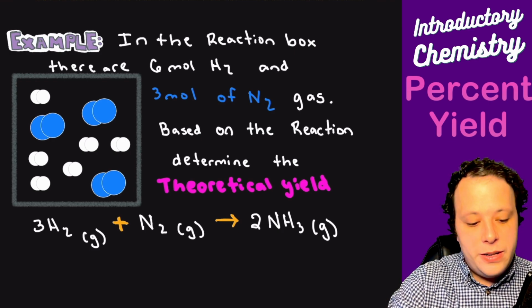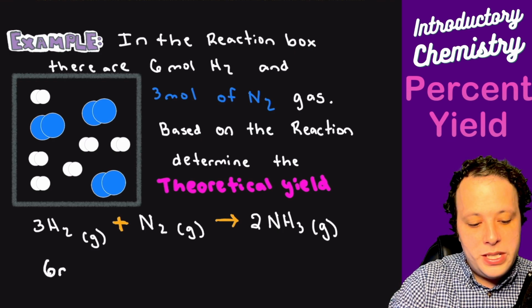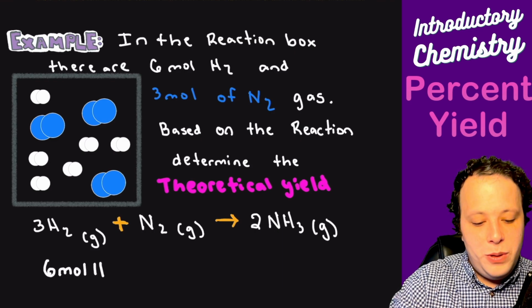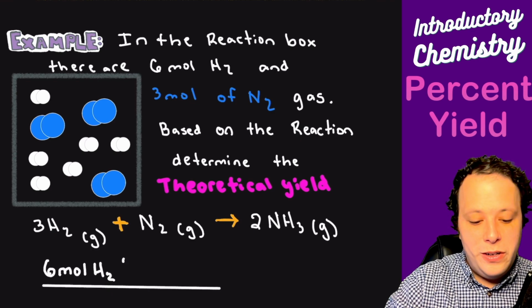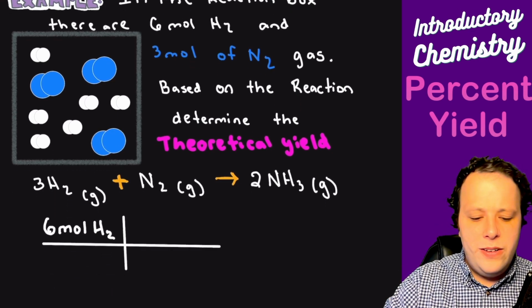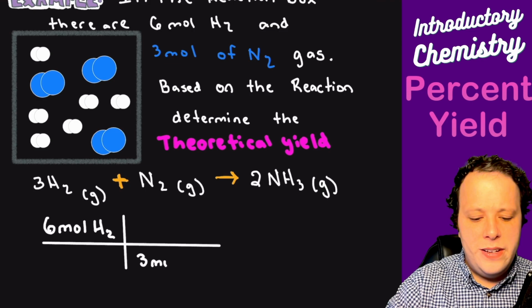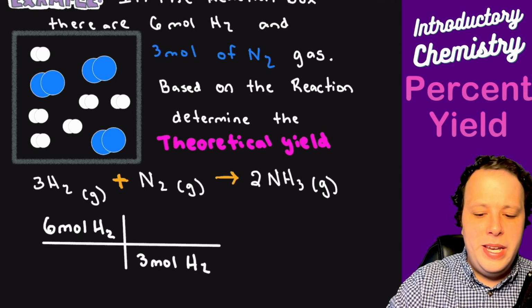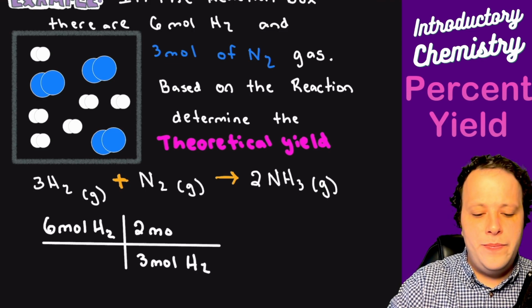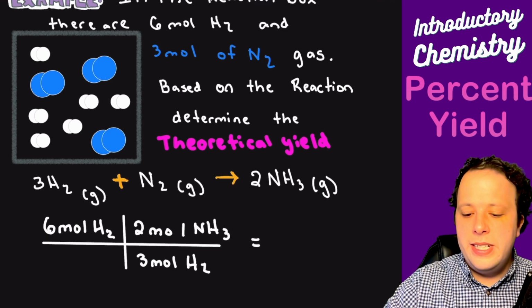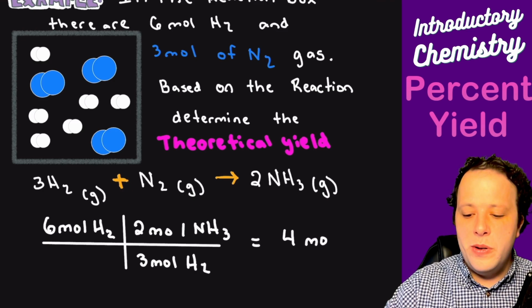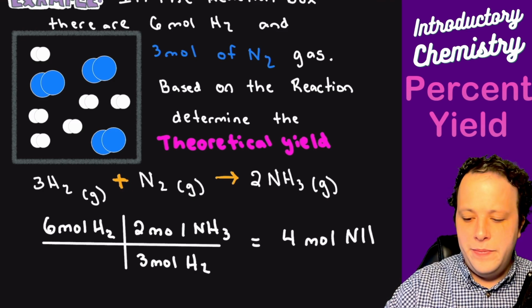Well, the first thing we saw is that we had 6 moles of H2. So if we wanted to convert that using this formula, we would just use our molar coefficients, and we can see that, okay, for every 3 moles of H2, we are going to be making 2 moles of ammonia. So if we were to do this little conversion here, we're going to quickly see that we would obtain 4 moles of ammonia that are possible.